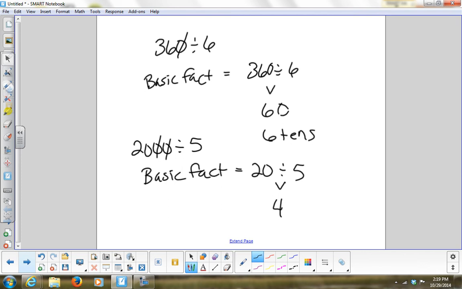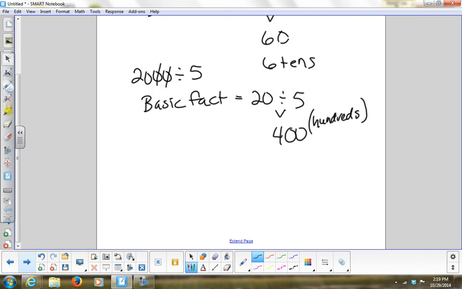I crossed off 2 zeros. How many zeros are going to be here? 2 zeros. So that is hundreds, right? Yes. Okay. Last one, 4,500 divided by 9. Basic fact. Daniel, what's my basic fact?